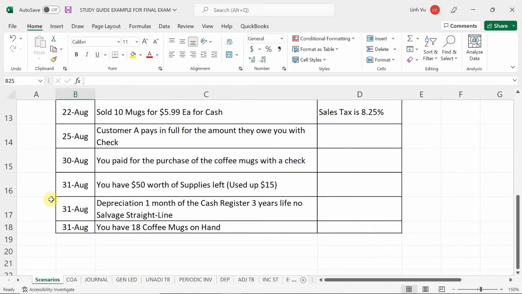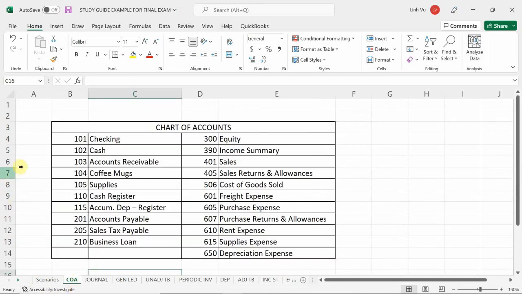Let's do the very last one here, which is going to be August 30th, because there's 31 days in August. So the last 3 transactions are adjustment entries. Here, on August 30th, you end up paying for the purchase of the coffee mugs with a check. So I'm paying off the purchase of the coffee mugs with a check.